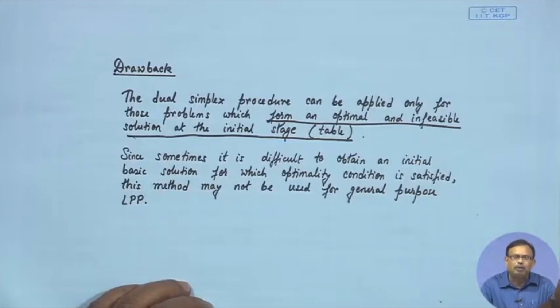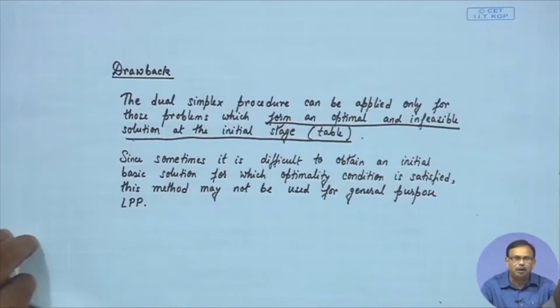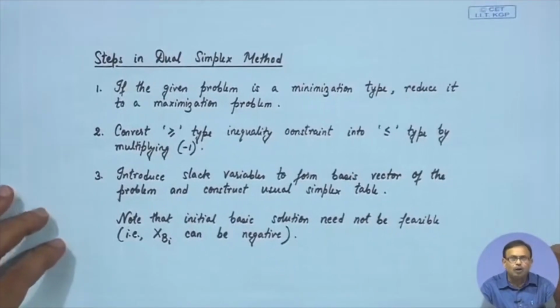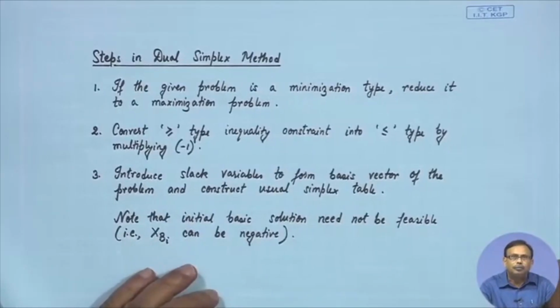So, basically the dual simplex method is not used always, not for all general purpose LPP, but for certain types of problems only, which satisfy the earlier condition, as I told, that the initial table must be optimal and infeasible. Then only we can apply the dual simplex method. Now, let us see what the steps in the dual simplex method are.